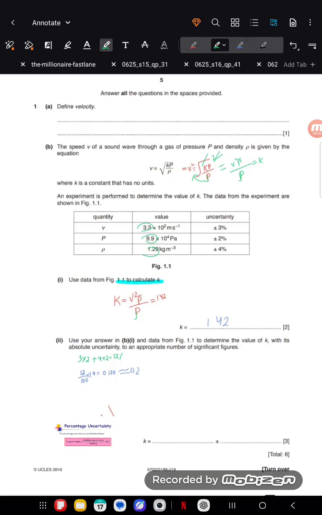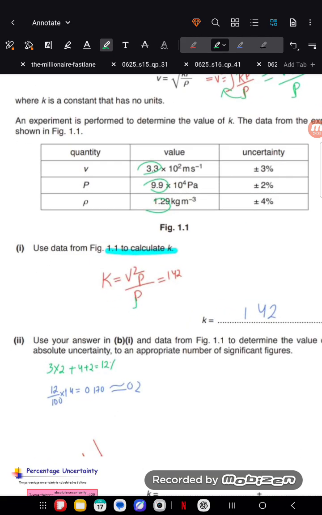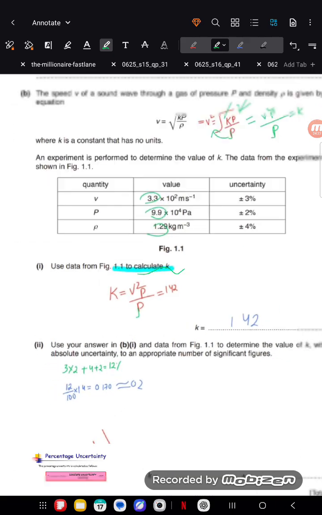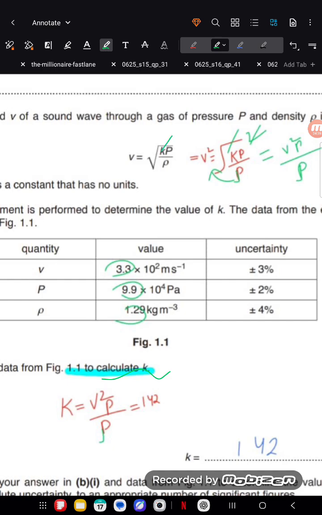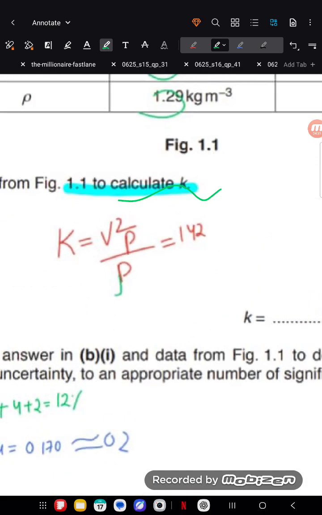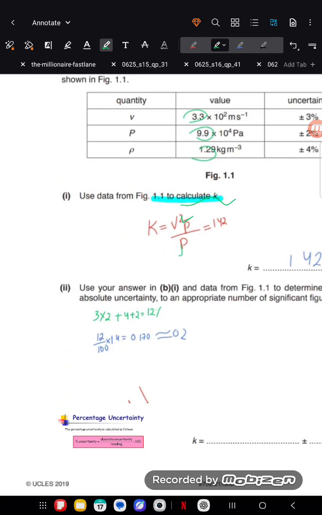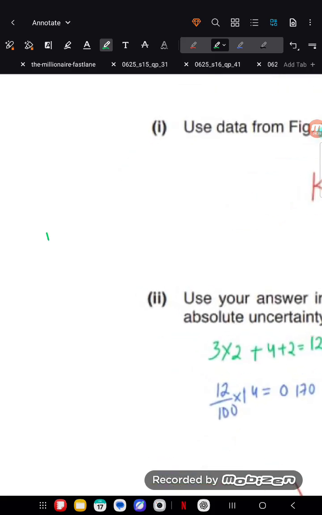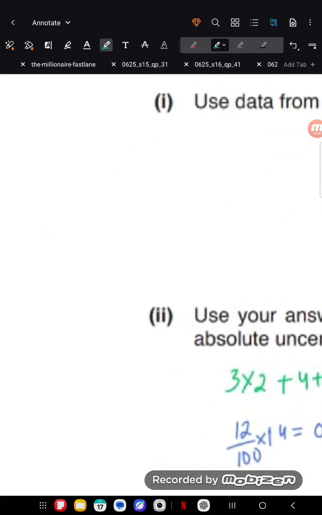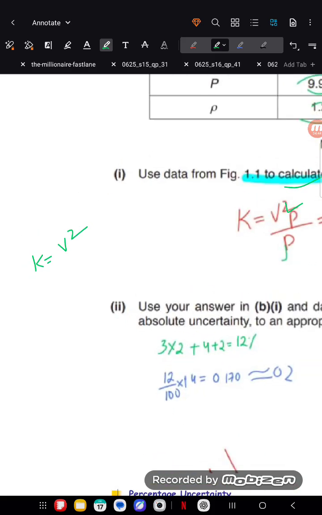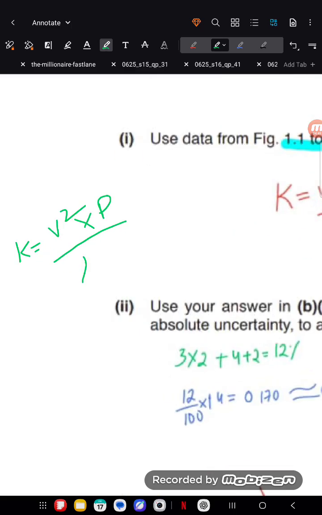Okay, I don't think you have to divide with 2, because you are finding K, you are making K the subject. So when you make K the subject, this becomes 2 square. Okay, so to find the uncertainty, now your formula is K is V square multiplied by P divided by P, like this.